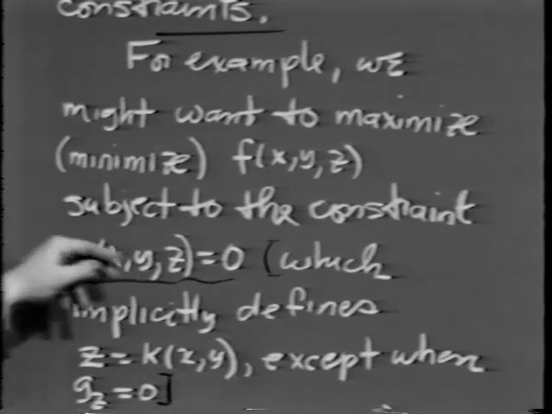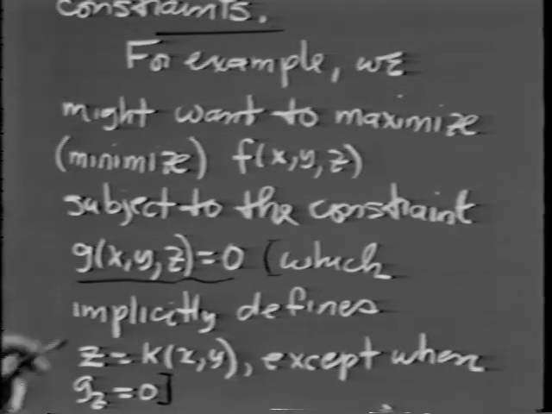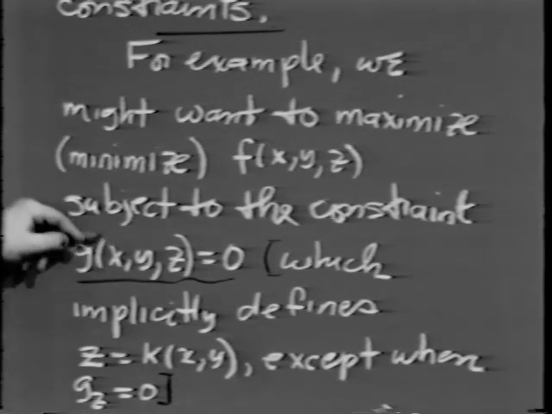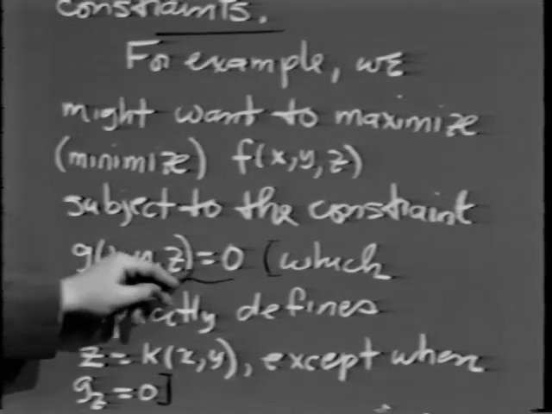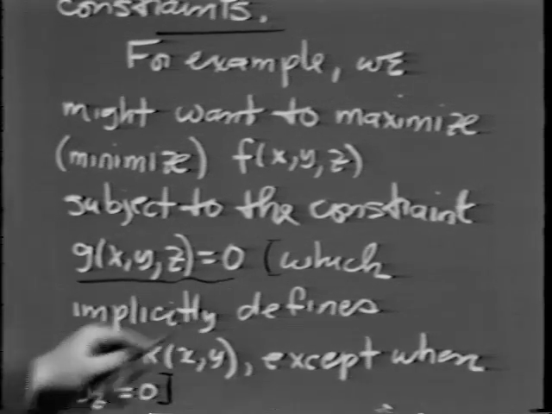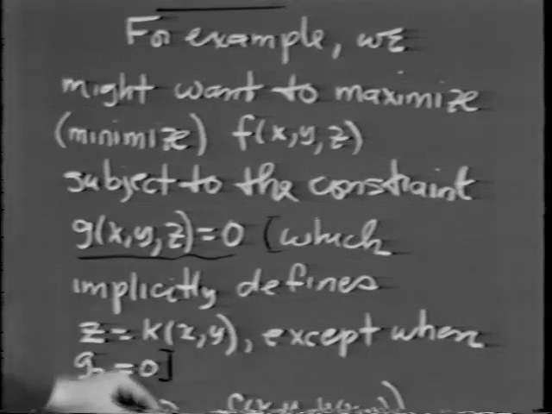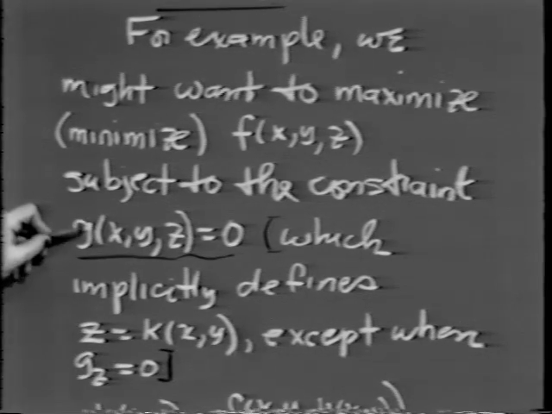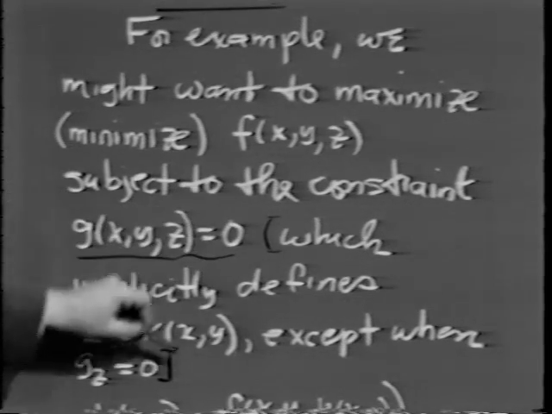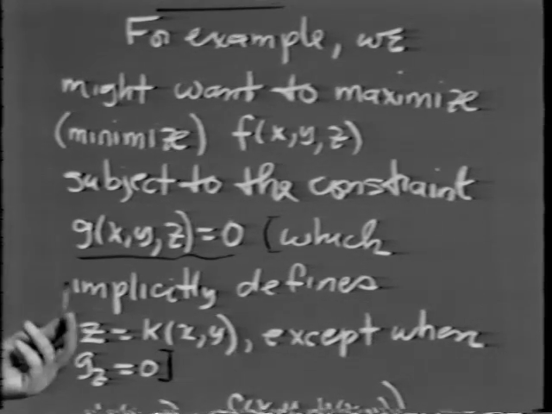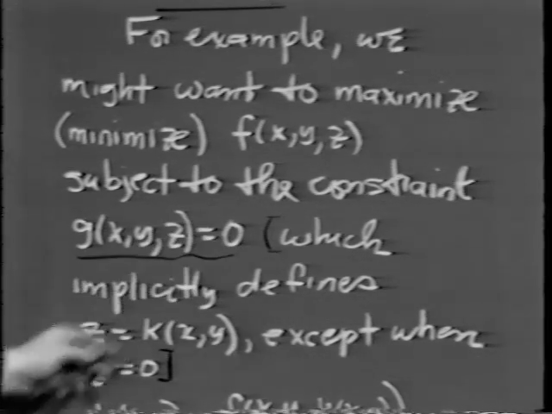Maybe I could solve for z explicitly in terms of x and y from this particular relationship. Maybe I can't. But at any rate, what we do know from the exercises of last time is that g of x, y, z equals 0 will implicitly define z as some function of x and y, say k of x, y, except in that case where the partial of g with respect to z happens to be 0. And I put this in parentheses simply to give you motivation to review the exercises of last time if this seems a bit vague to you.